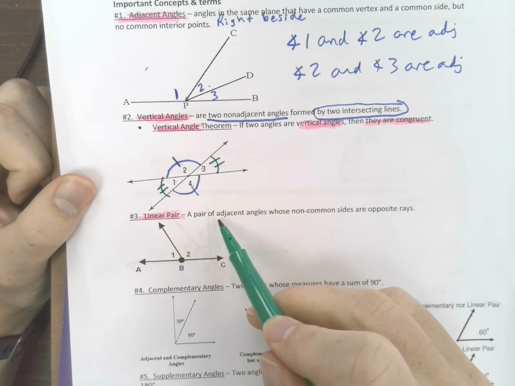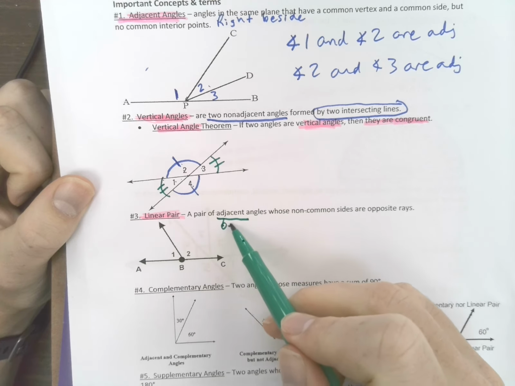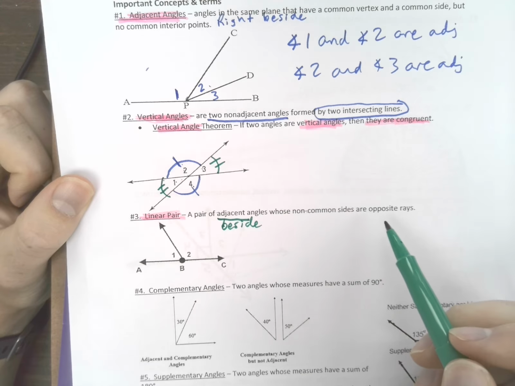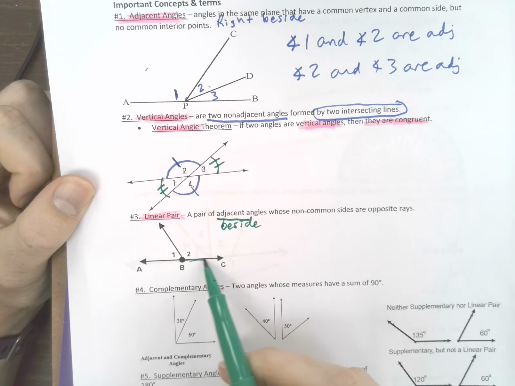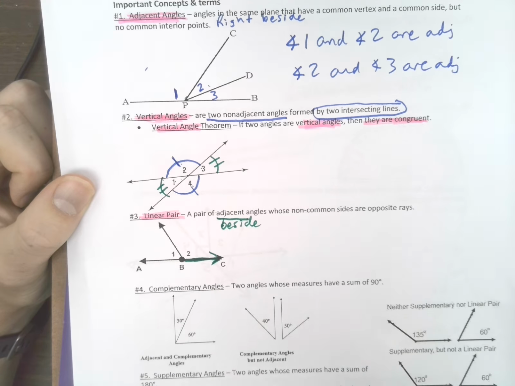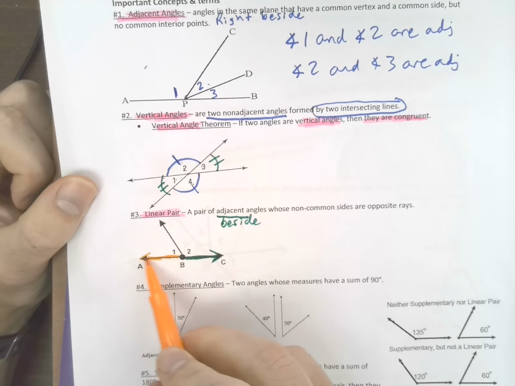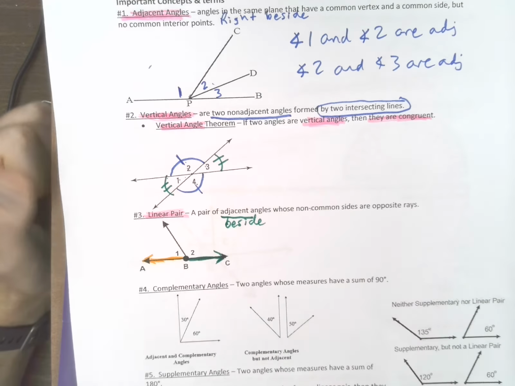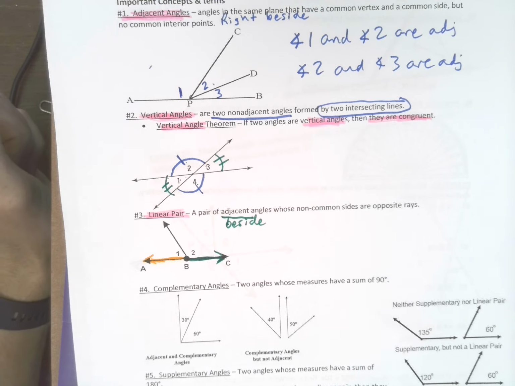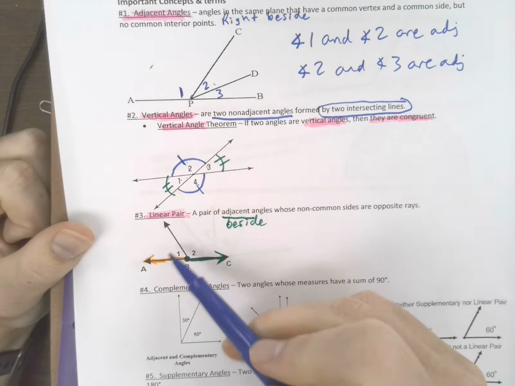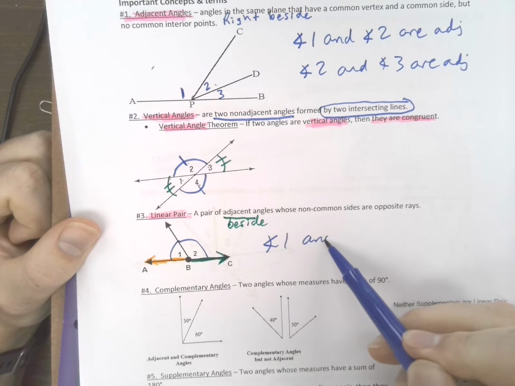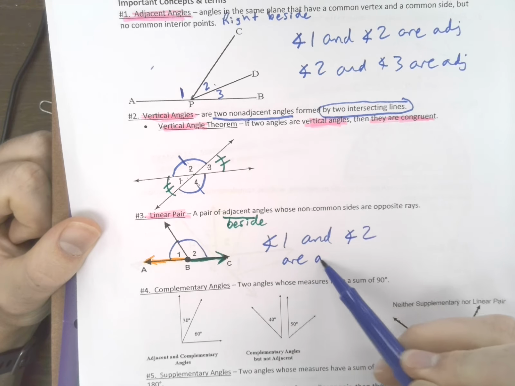How about a linear pair? These are a pair of, there's that word again, adjacent, right beside each other angles, whose non-common sides are opposite rays. So check it out. From B to C, that is an opposite ray compared to A to B. And this ray right here splits these angles up but puts them right next to each other to create a linear pair. So we could say angle 1 and angle 2 are a linear pair.